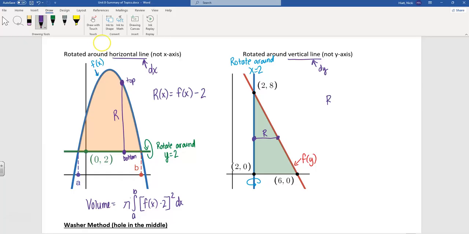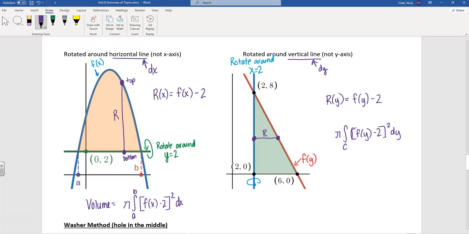And so capital R of y is going to be right. What do we hit on the right? The red line, which is f of y, minus left. What do we hit on the left? 2. Right? And once you get your radius set up, pi r squared, integrate it. So pi integral from of f of y minus 2 squared dy.